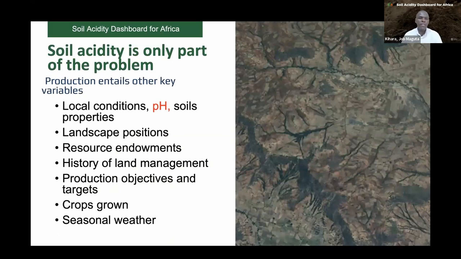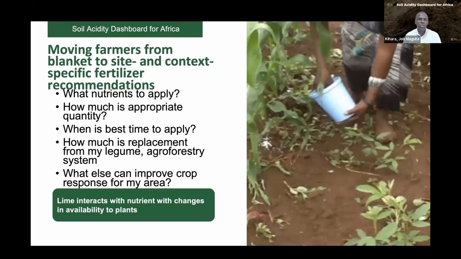And we have discussed one aspect, as I said, but usually in production, the farmers are considering many other variables that determine productivity. There are local conditions like the pH, soil properties. There are also landscape positions that determine productivity. There are resource endowments, history of land management. There are also varied production objectives that farmers have. They grow different crops, sometimes even different varieties. And also the weather is variable, even across seasons, and across sites.